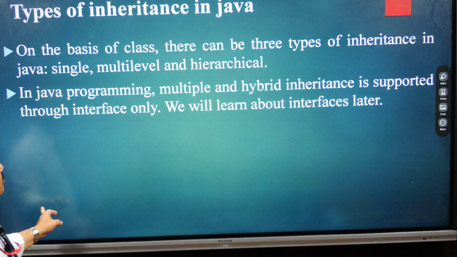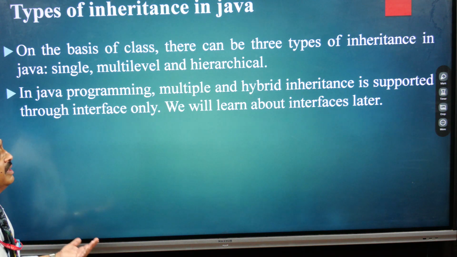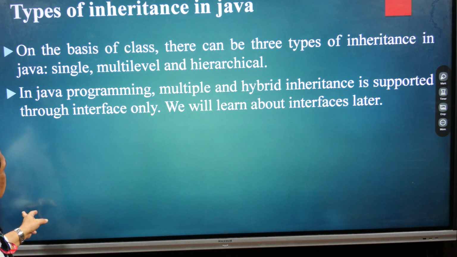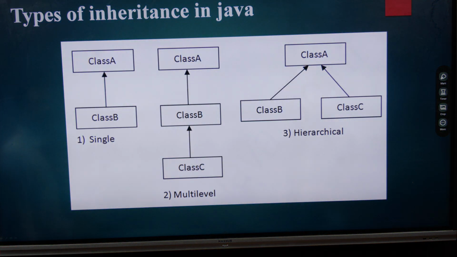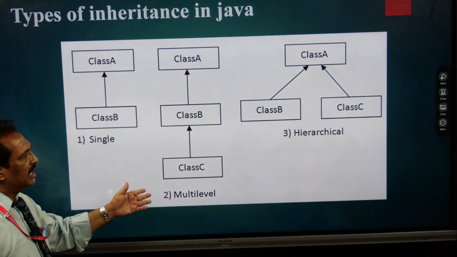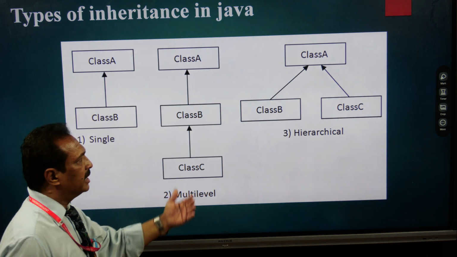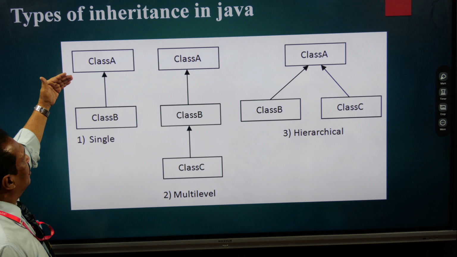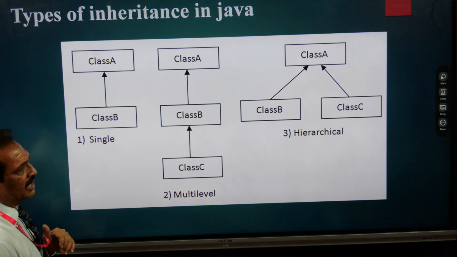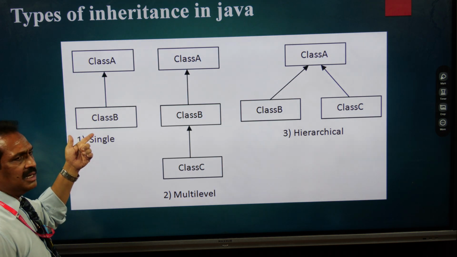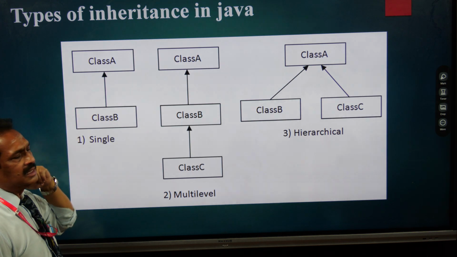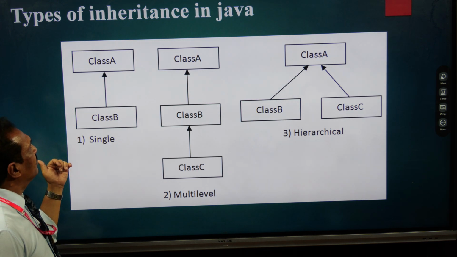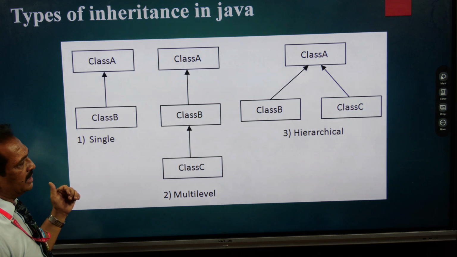So first we'll see how many types of inheritances are there in the Java programming language. Here we have different kinds of inheritances: single inheritance, multi-level inheritance, hierarchical inheritance, etc. In single inheritance, we will have one superclass and one subclass. Here class B is called the subclass, class A is called the superclass. This kind of relation we call a single inheritance.